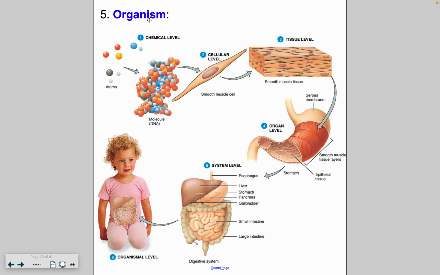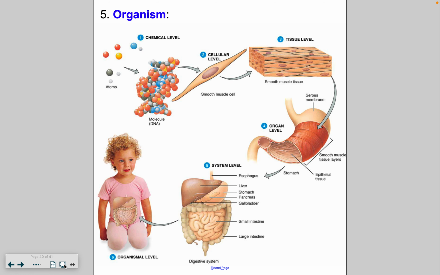And then finally the organism. And the organism is the multiple organ systems working together. So just starting with cells, tissue, it skips organ here. Organ system, and then organism. Sorry, there we go. So that does it for 3.2.